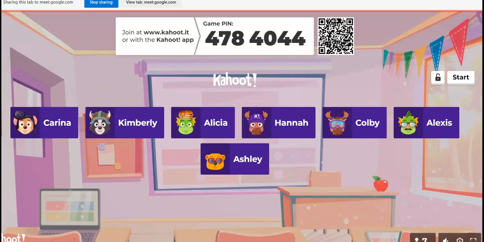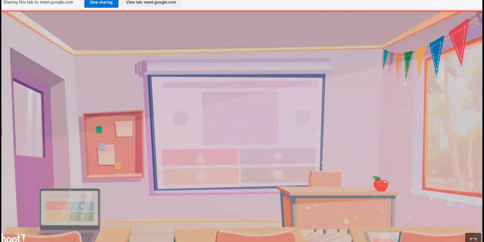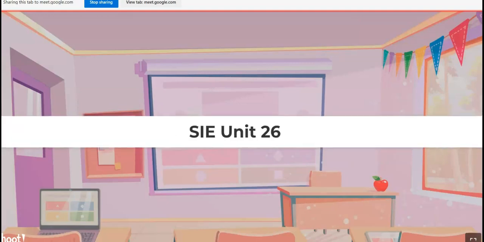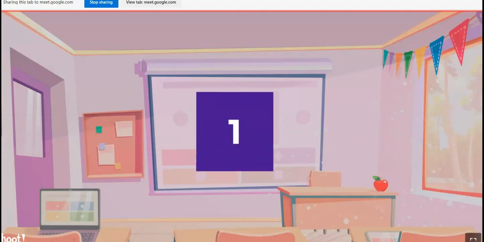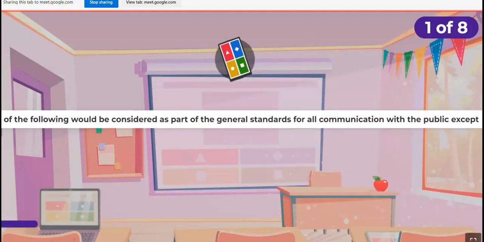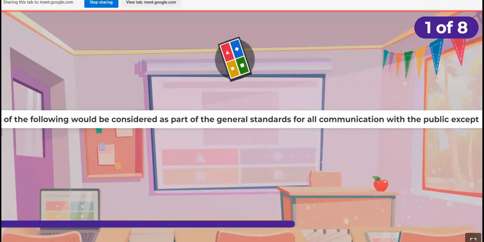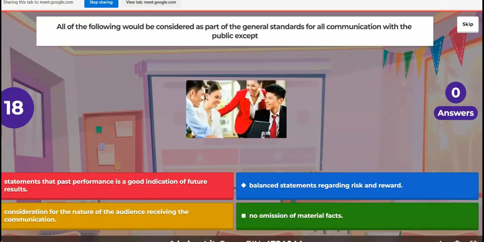All right, let's begin. Let's play Family Feud. Okay, question 1. All the following will be considered part of the general standards for all communication with the public except: A. Statements that past performance is a good indication of future results. B. Balanced statements regarding risk and reward. C. Consideration for the nature of the audience receiving the communication. Or D. No omission of material facts.